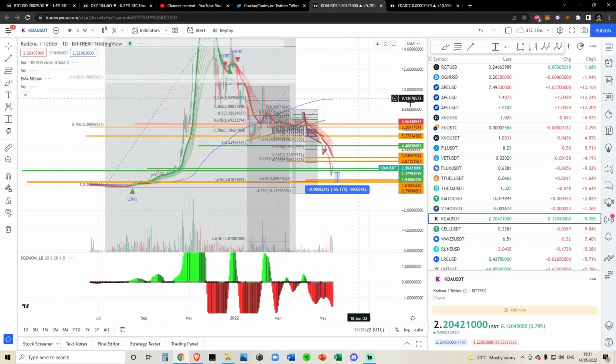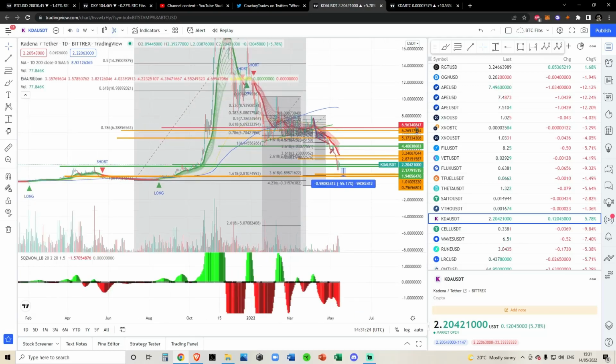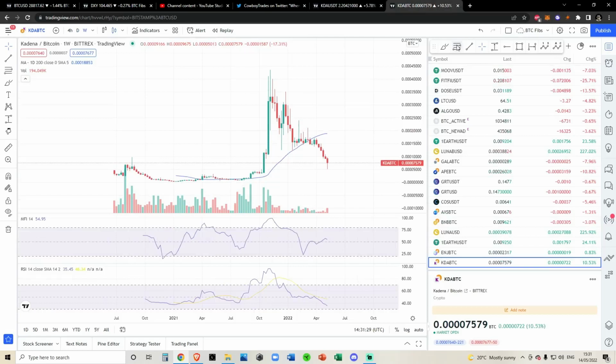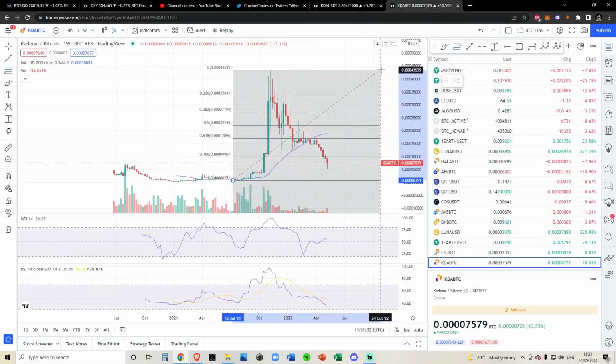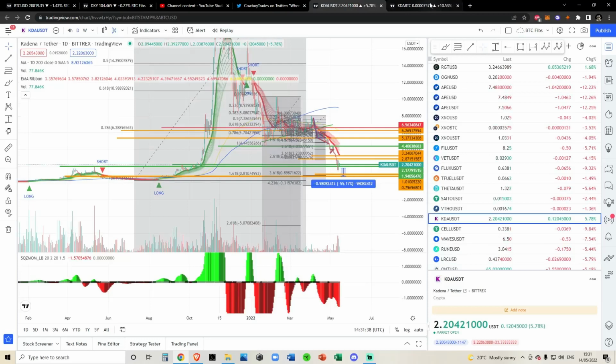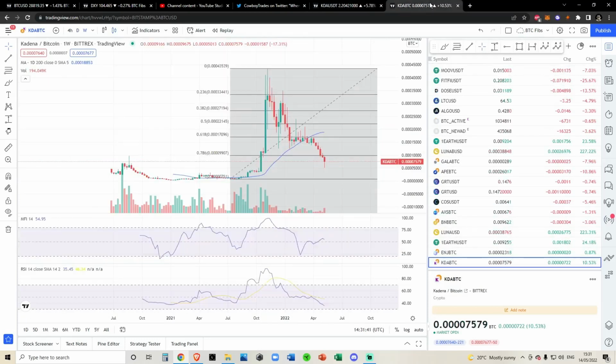So like I promised, let's jump into the most important chart, which I believe all altcoin holders should be using to evaluate the price of their altcoins, and that is going to be looking at Kadena versus the BTC pair. Now, a lot of people look at the USD pair and not the BTC pair, and they're missing a massive part of the market if you're not looking at all of these time frames, if you're not looking at all of these charts. And let me explain why.